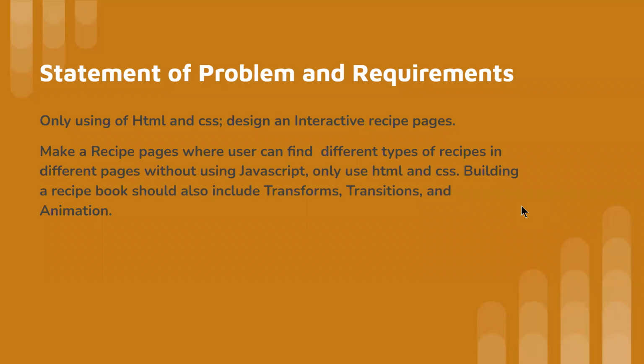And let's start with the slide. So first, we're going to talk about the statement of problem and requirements. In this project, we can only use HTML and CSS to design an interactive recipe page. We have to make a recipe page where users can find different types of recipes in different pages without using JavaScript, only HTML and CSS. Building a recipe book should also include transforms, transitions, and animation.